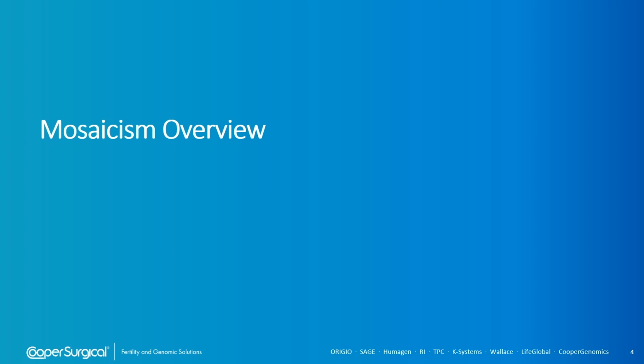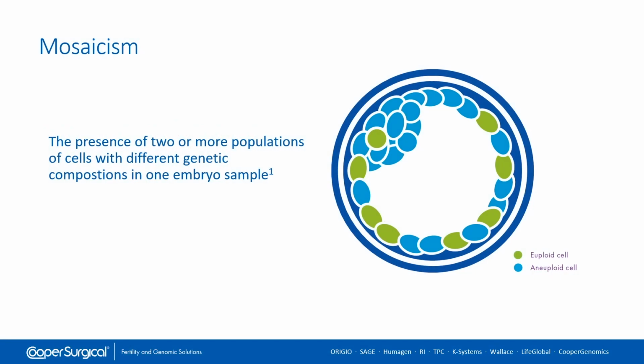So let's start with a quick overview of mosaicism. Mosaicism is a well-described phenomenon in all areas of genetics. Pre-implantation genetic testing is not an exception to this. As it applies to pre-implantation genetic testing for aneuploidy, mosaicism is generally defined as the presence of two or more populations of cells with different genetic compositions identified in one embryo sample.